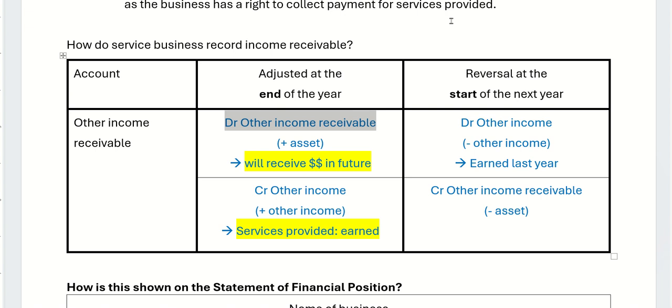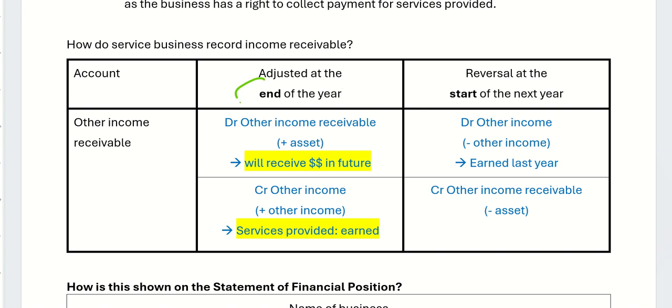Now, after that, this is at the end of the year. Next year, you will need to reverse the account. Everything that you debit, you are going to credit. So instead of plus asset, you are going to minus away the asset. Why minus away the asset? Why minus away this income receivable asset?